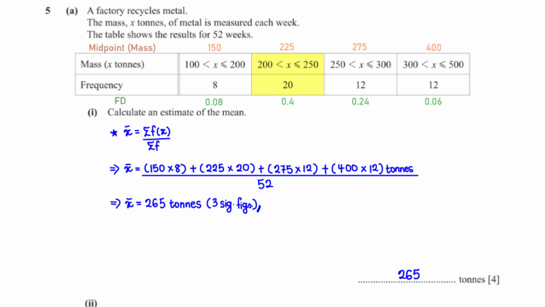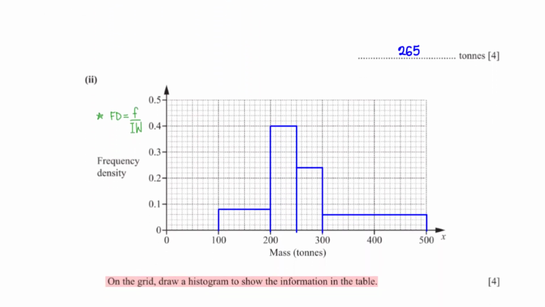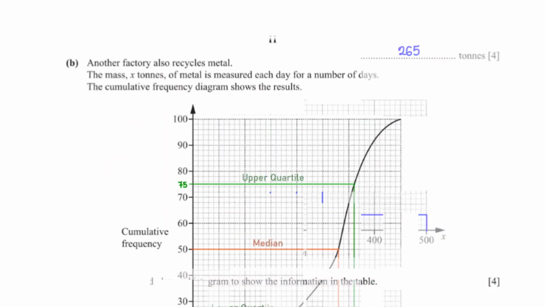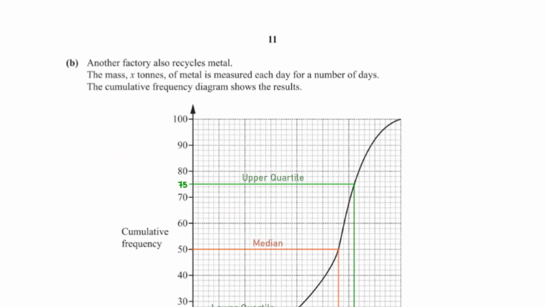Then we have 20 divided by 250 minus 200, which is equal to 0.4. 12 divided by 300 minus 250, which is equal to 0.24. Then finally, 12 divided by 500 minus 300, which is equal to 0.06. After marking all the different intervals on the horizontal axis of the grid, we can map out their heights using their frequency density values.